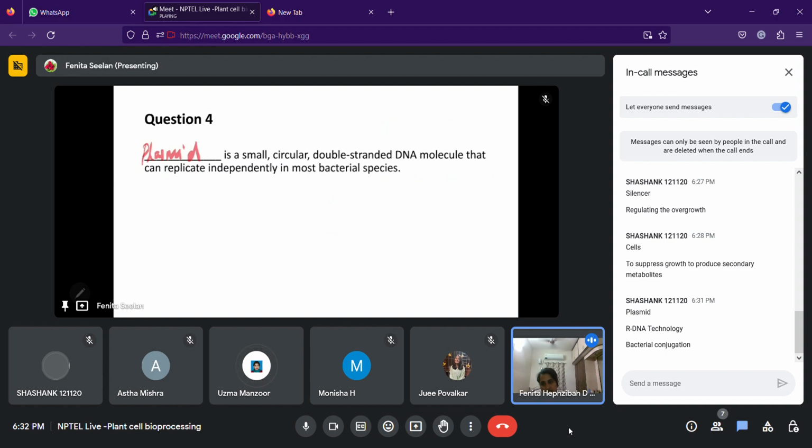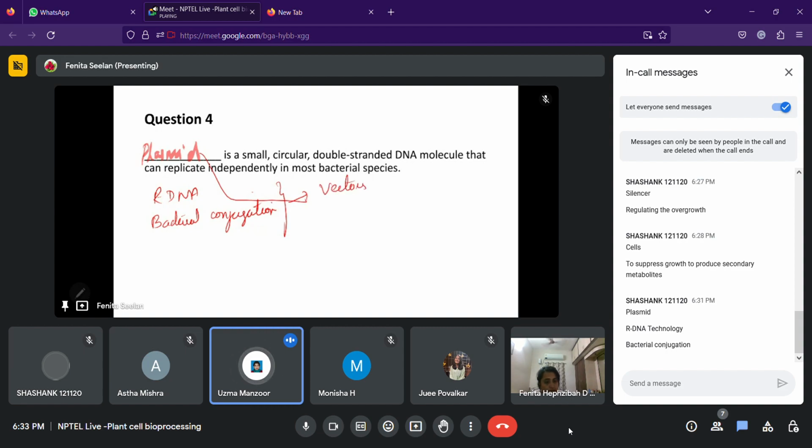rDNA technology, which is recombinant DNA technology. Bacterial conjugation, okay. In nature, it is used for the same purpose. We have adapted this bacterial conjugation and transformed it into a technology. That is what rDNA technology is. So whatever Shashank told is correct. They generally are used as vectors, right? So these plasmids are vectors.